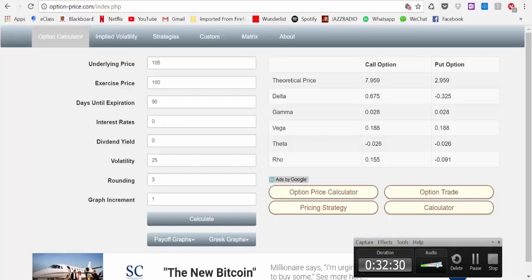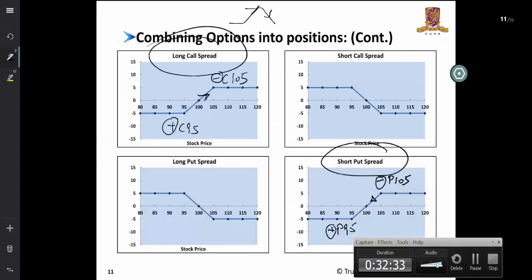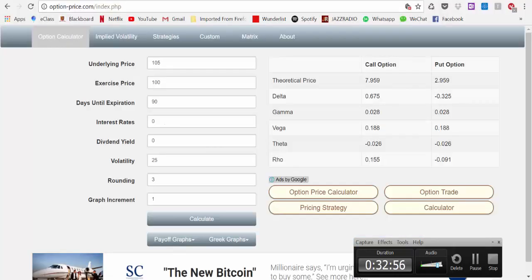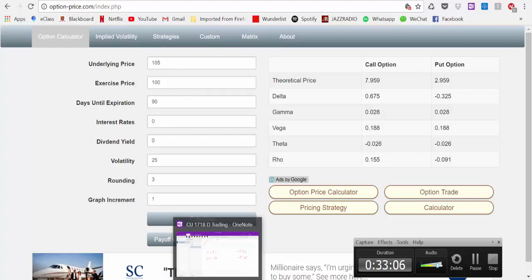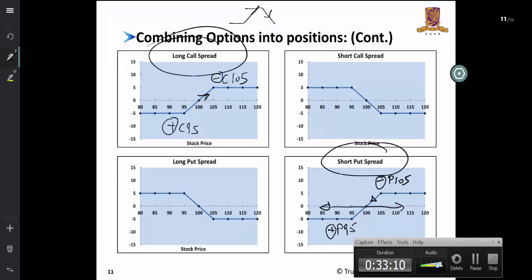Now, so because these two payoffs look identical, they will get you the same result regardless of where the stock price ends up. Now, let me try and price these things very, very simple and very, very quickly, okay? I'm going to assume for now that the underlying price is at 100.